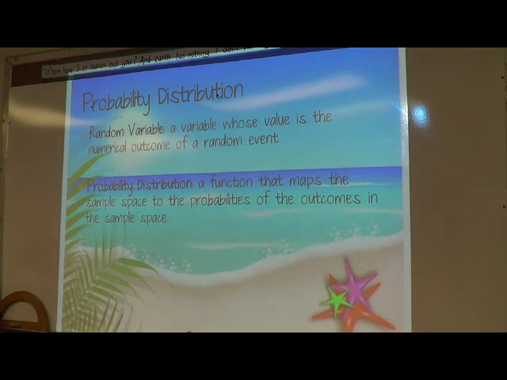And the probability distribution. This is something that you get into once you get further into probability, but it's a function that maps the sample space to the probabilities of the outcomes in the sample space. So again, a sample space being all the possible outcomes, and then the probabilities of those outcomes.